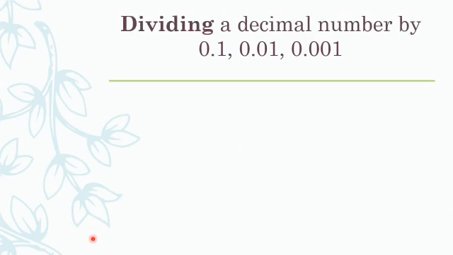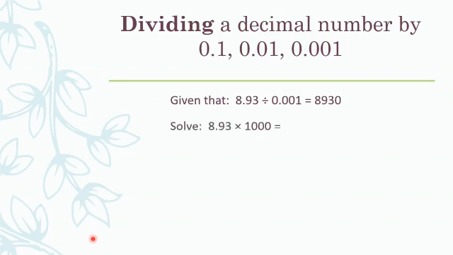We are going to start by dividing a decimal number by 0.1, 0.01, and 0.001. Given that 8.93 divided by 0.001 is equal to 8,930, we are going to solve 8.93 times 1000. Since we are multiplying by 1000, the decimal point in this number will be moved 3 steps to the right. 1, 2, 3. So the answer will be equal to 8,930 as well.